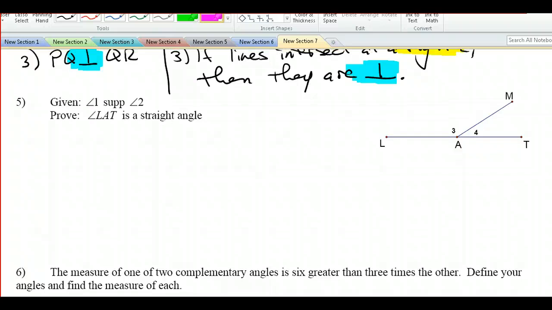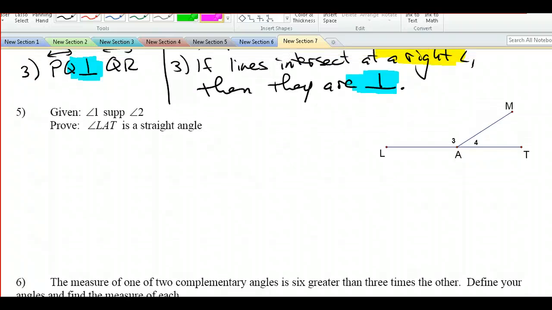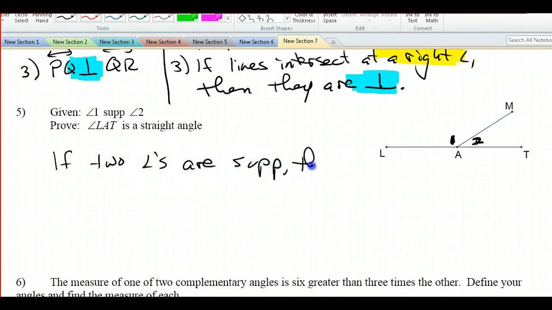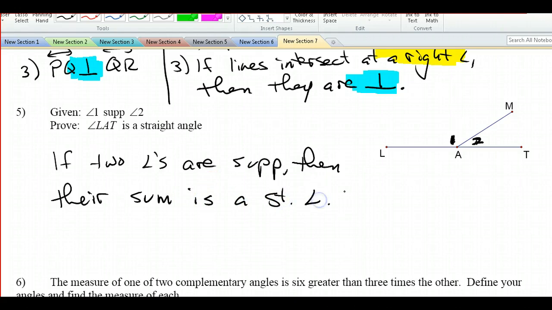Alright, moving on. Angle 1 is supplementary to angle 2. So let's see, we've got a typo here, so we'll just make this a 1, and we'll make this a 2. We want to prove that LAT is a straight angle. Again, we could do a two-column proof, but it's really not necessary for this case since I can prove my conclusion based on the given. So if two angles are supplementary, then their sum is a straight angle.